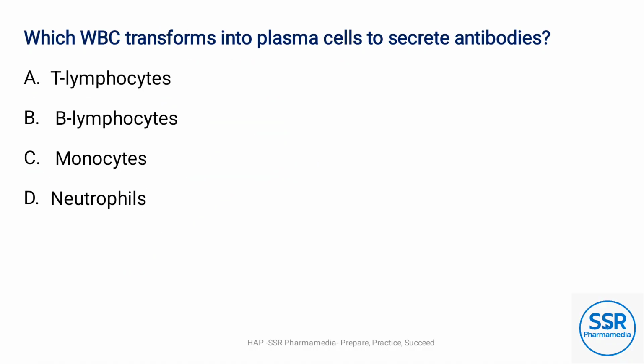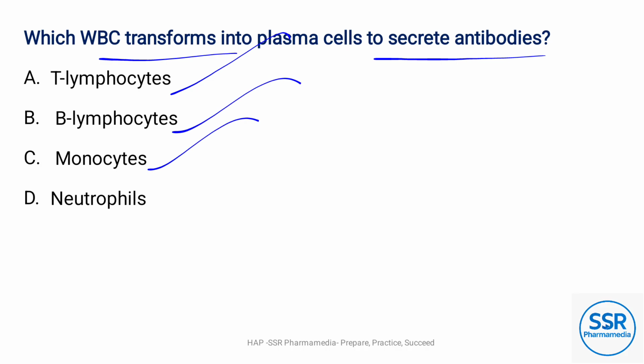Next, which WBC transforms into plasma cells to secrete antibodies? Option A, T lymphocytes. Option B, B lymphocytes. Option C, monocytes. Option D, neutrophils.